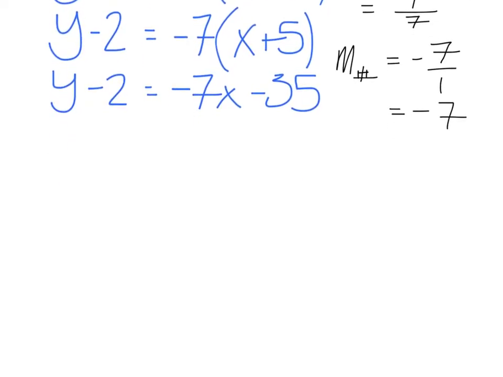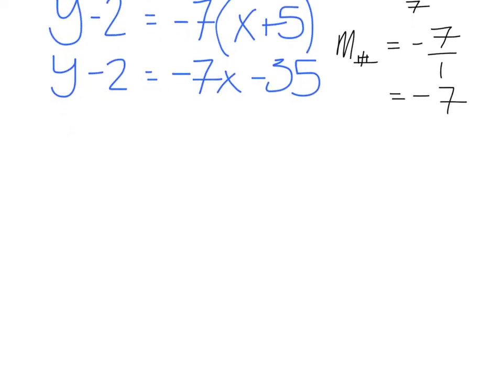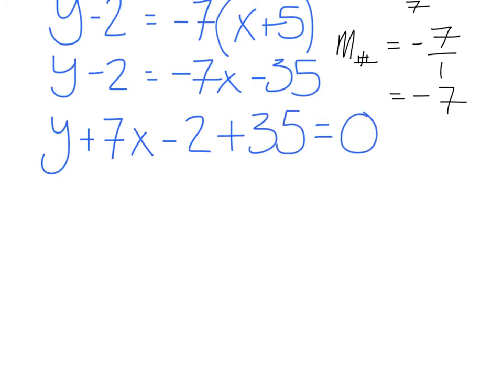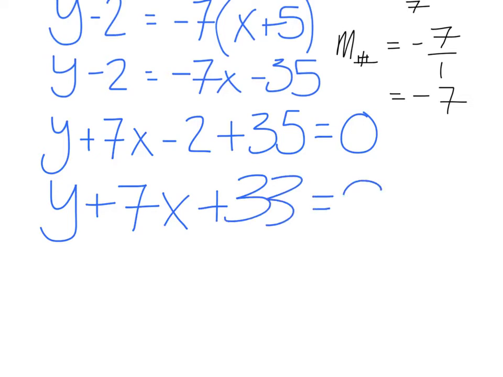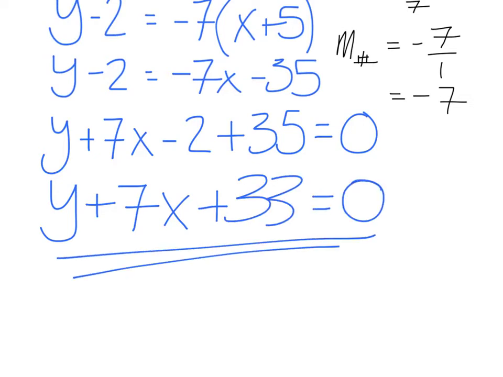So rearranging this and collecting everything to the one side gives us y plus 7x minus 2 plus 35 equals 0. So y plus 7x minus 32 plus 35 is plus 33. That's equal to 0, and that's the equation of our line.